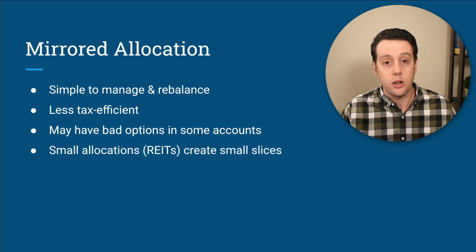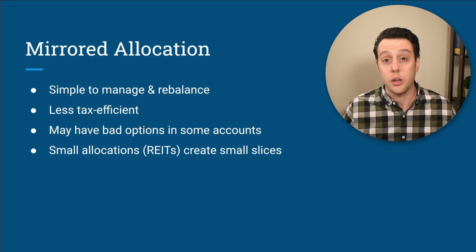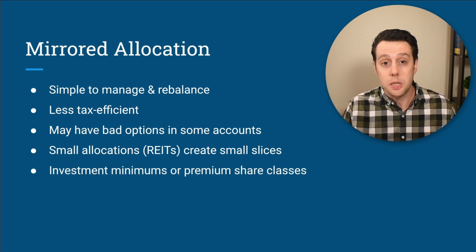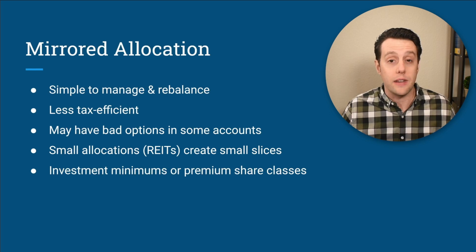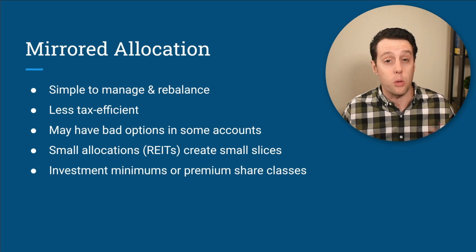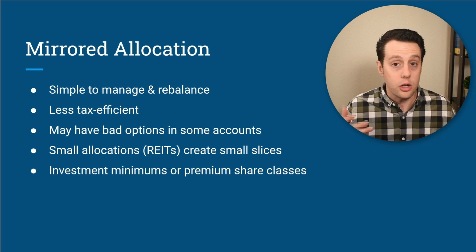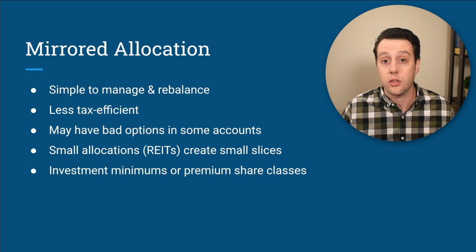Another downside is small allocations, for example, REITs, can create small slices in your portfolio, which may interfere with your ability to hit investment minimums or qualify for premium share classes. Now, Vanguard used to have Admiral share classes, which required a lot more money. I think they still do for some of their funds, but they've merged most of them, so the investment minimum is much lower now at $3,000. And companies like Fidelity, most of their index funds have no investment minimum.